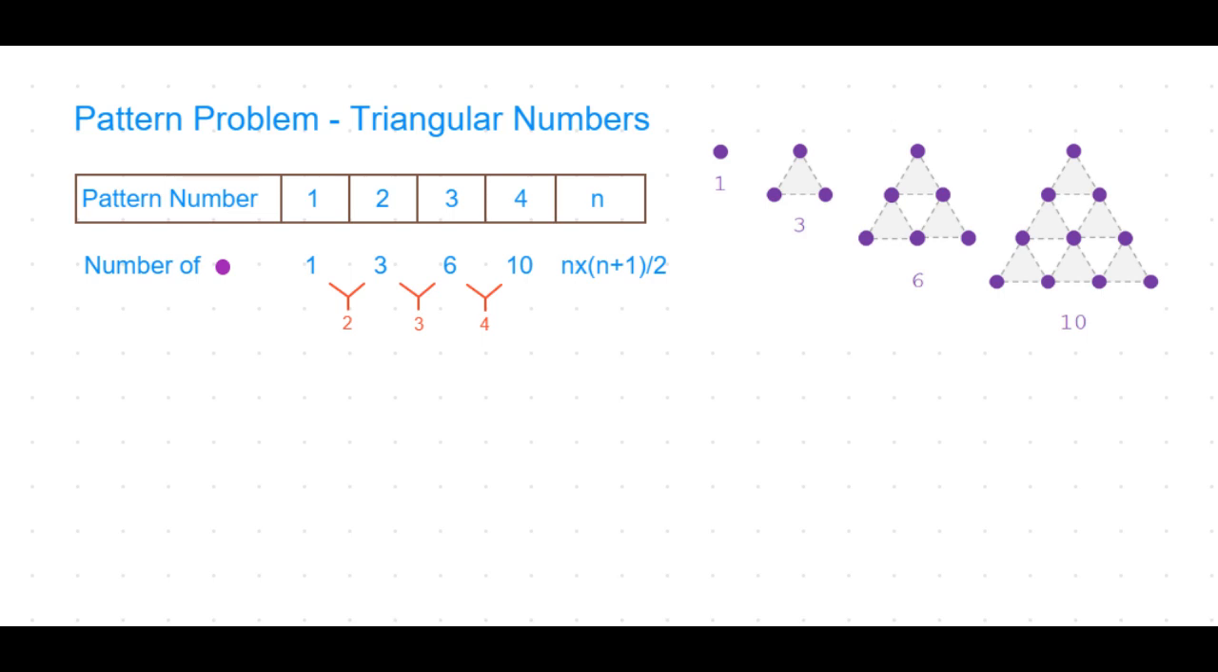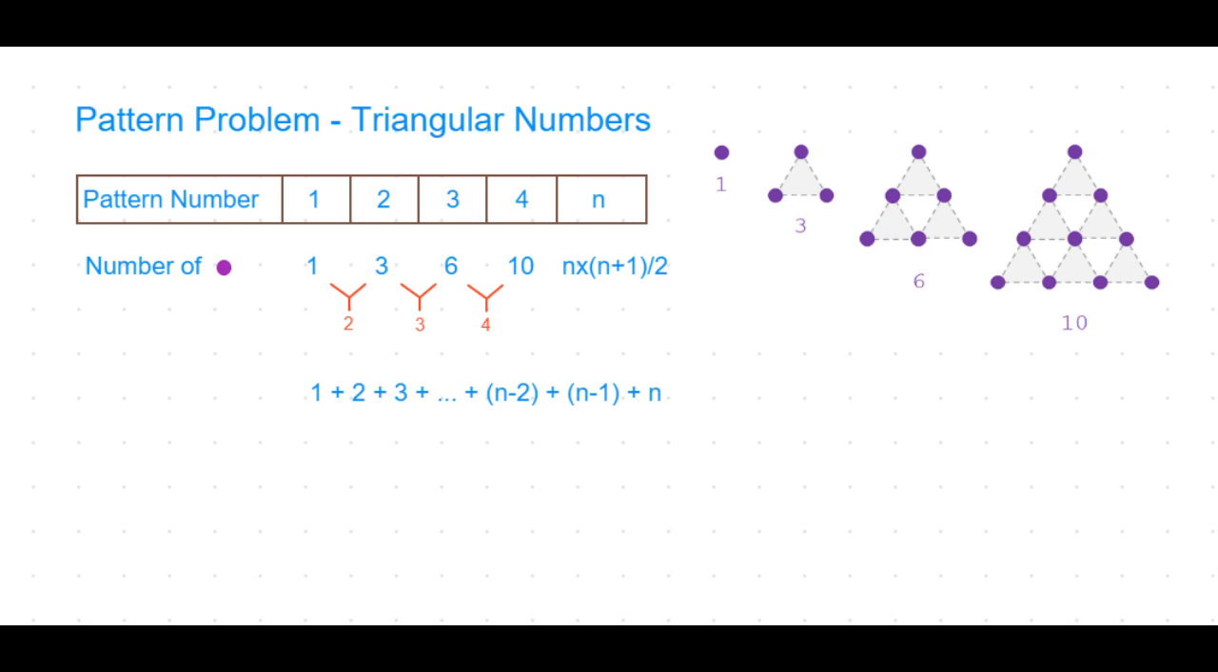So in this case, look at the numbers. It is increasing as 1 plus 2 plus 3 plus 4 and so on until pattern number n. So can we write this down as 1 plus 2 plus 3 and so on until n minus 2 plus n minus 1 plus n? The first number and the last number, if we add, we get 1 plus n, or n plus 1.